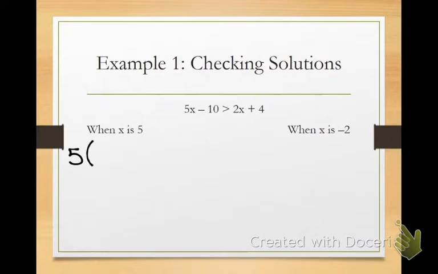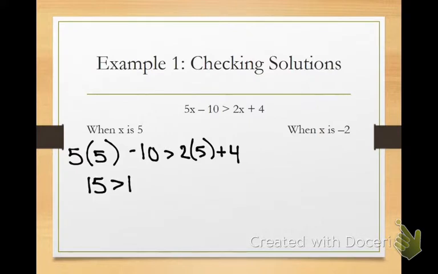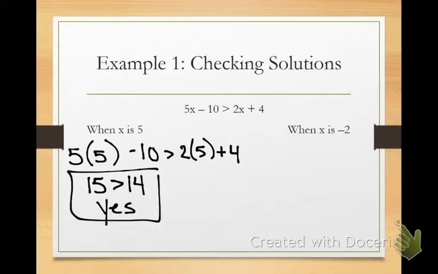No, it's going to be 5 times 5 minus 10 is greater than 2 times 5 plus 4. Go ahead and simplify both sides, and let's see if this value makes the inequality true. Right, so I get 15 on the left and 14 on the right. So is it true that 15 is greater than 14? Yes. Okay. All right, go ahead and do the same thing with negative 2.